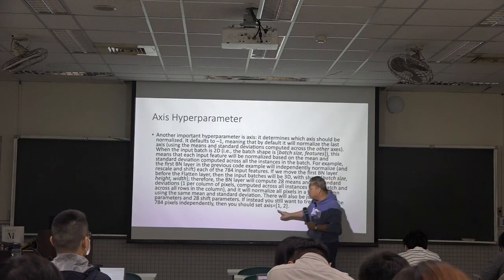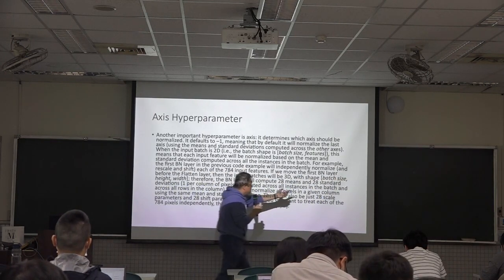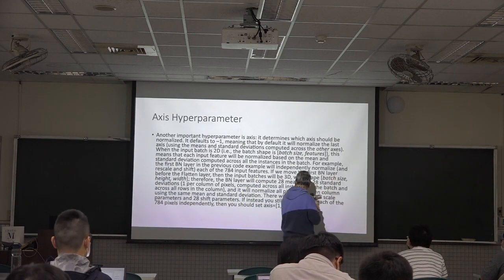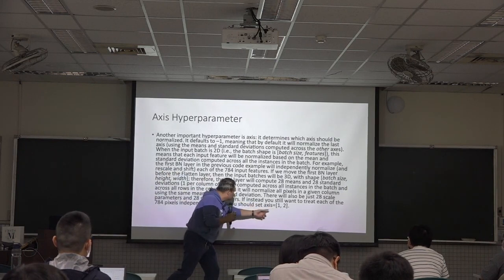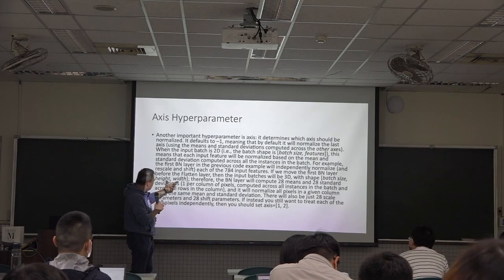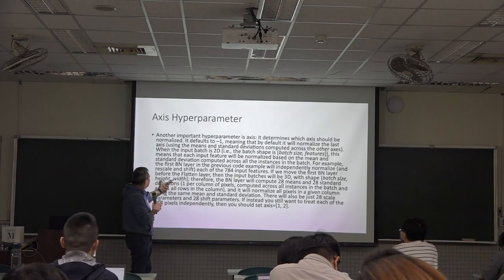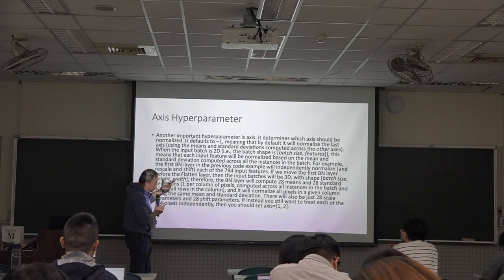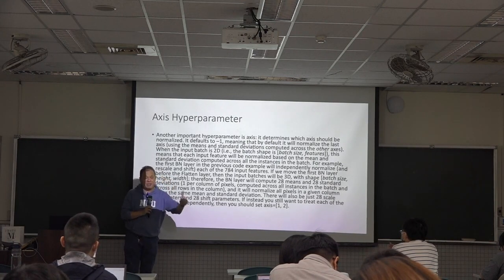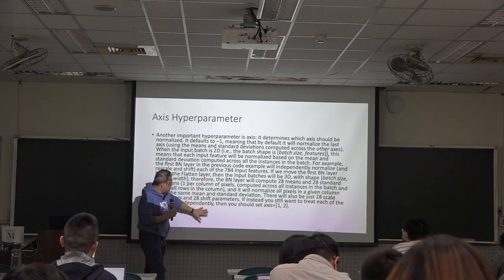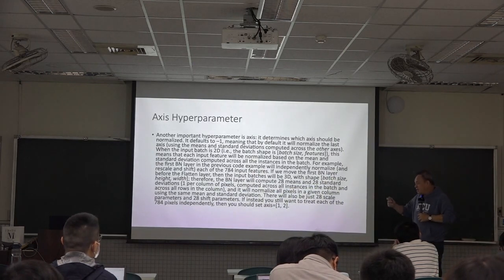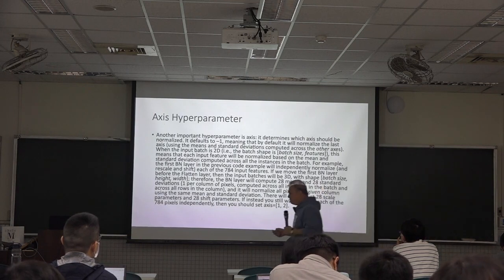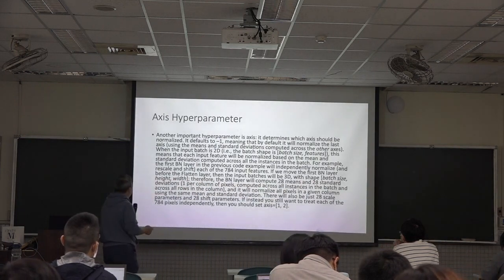0 means the first dimension, so the batch size is dimension 0, height is dimension 1, width is dimension 2. So this 1, 2 means we want the normalization to be done per height and per width. If it's per height and per width, then it's for one pixel each time. Just want you to be aware we have such control over what input data we want to normalize by adjusting the axis hyperparameter.